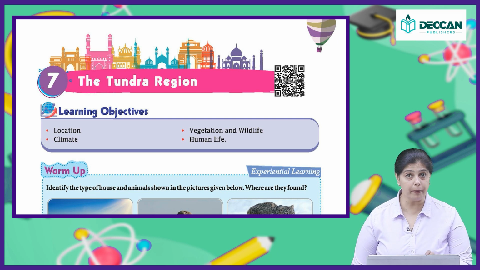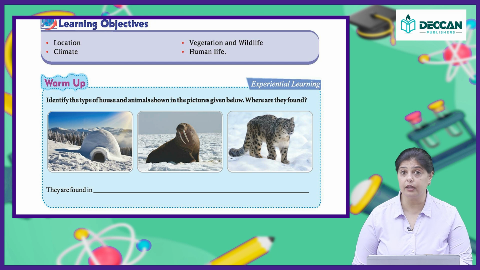So we are going to talk about the location where it is, the climate, vegetation and wildlife and also about human life, alright. So let's do a quick warm up. You have to identify the type of house and animals that are shown in the pictures given below and where they are found. So these are the different images that you need to talk about. I know it's an igloo, you have a seal and you have a cougar. Now where do you find them and in which region?